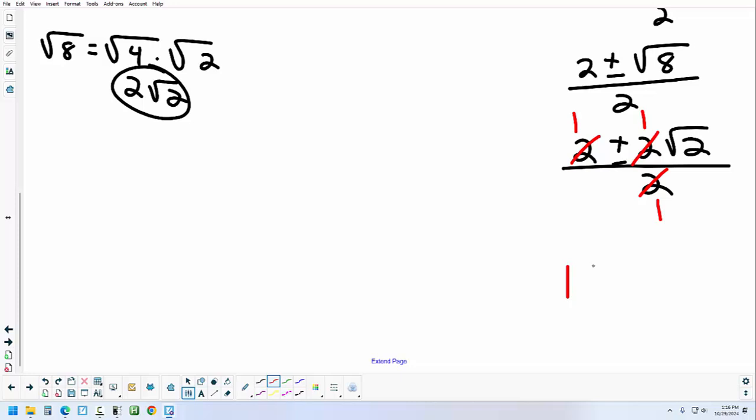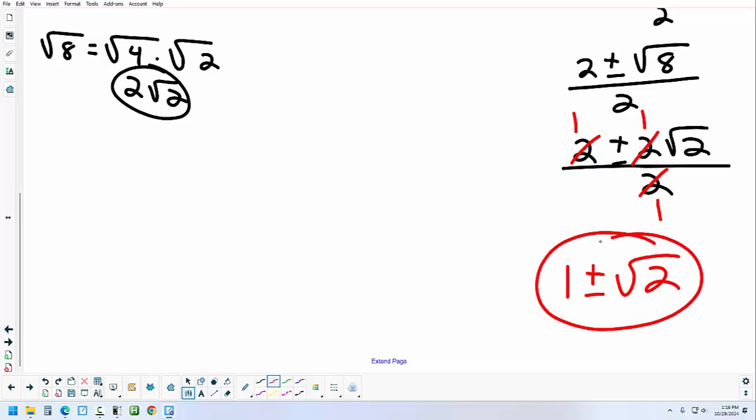Copy down the plus or minus. 1 times the square root of 2, you can just write square root of 2, and divided by 1, you don't have to write divided by 1 because dividing by 1 doesn't change anything. So that's the final answer. When you have to use the quadratic formula, yes, the answer will not come out as nice. You're going to end up with a square root in it.